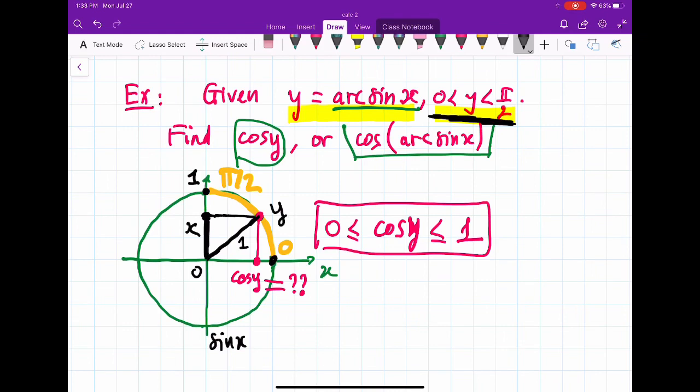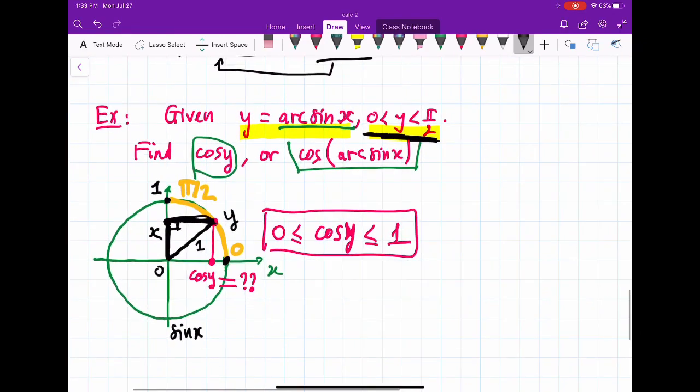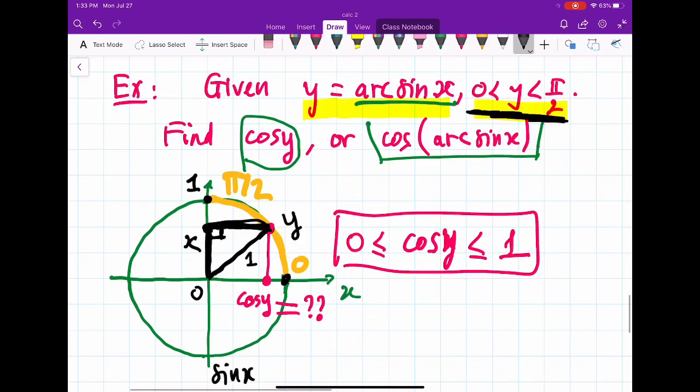Okay. It seems like this is cosine of y. And if you apply the Pythagorean theorem, you have 1 equal to sine square plus cosine square. Is it correct? But overall, I have the following one. Okay, let me write it down, right? Let me write what we observe in here, on this right triangle.